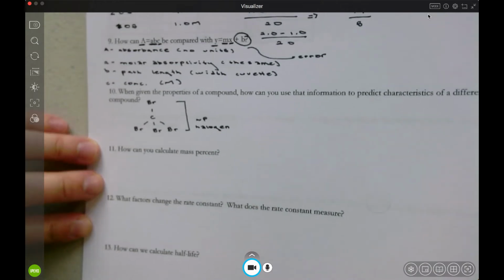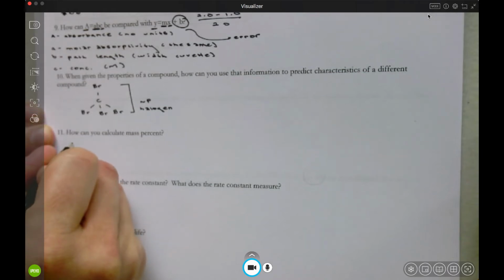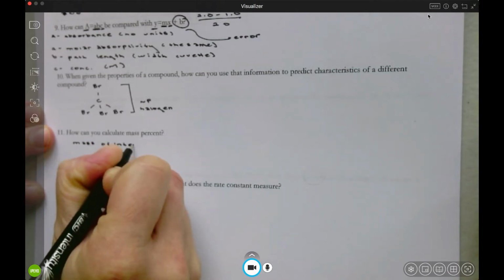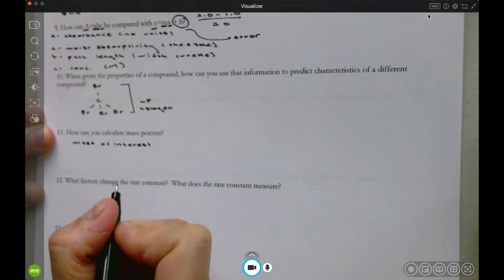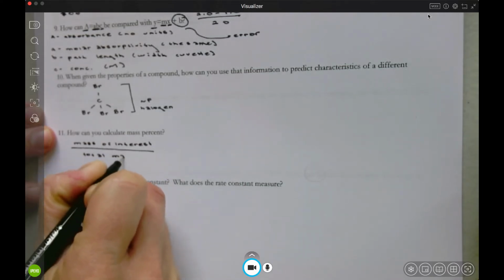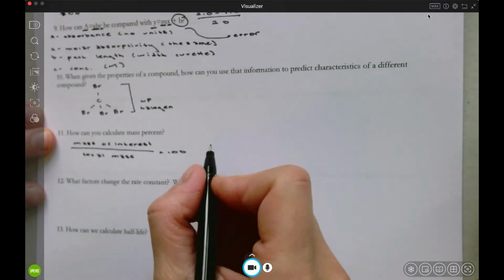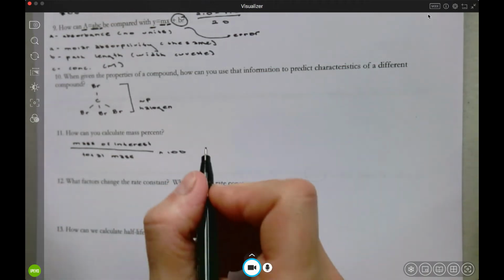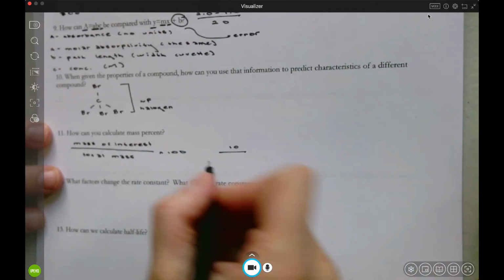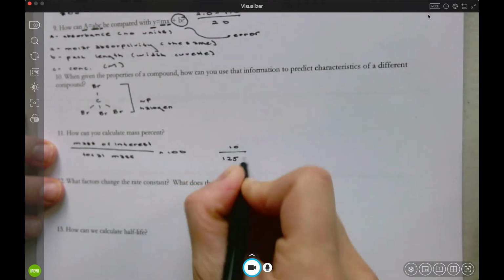For 11, how can you calculate mass percent? So remember, mass percent is the mass that you are concerned about, so mass of interest, and this can be the mass or this can be the molar mass, okay? Doesn't matter. And then you're going to divide by the total mass, and you'll multiply by 100%. So for example, if I say, hey, what is my mass percent of water? Let's say I have 10 pounds of water in me, which is low, and let's say I weigh 125 pounds, right? You take the mass of what you're concerned about and divide by the total mass.